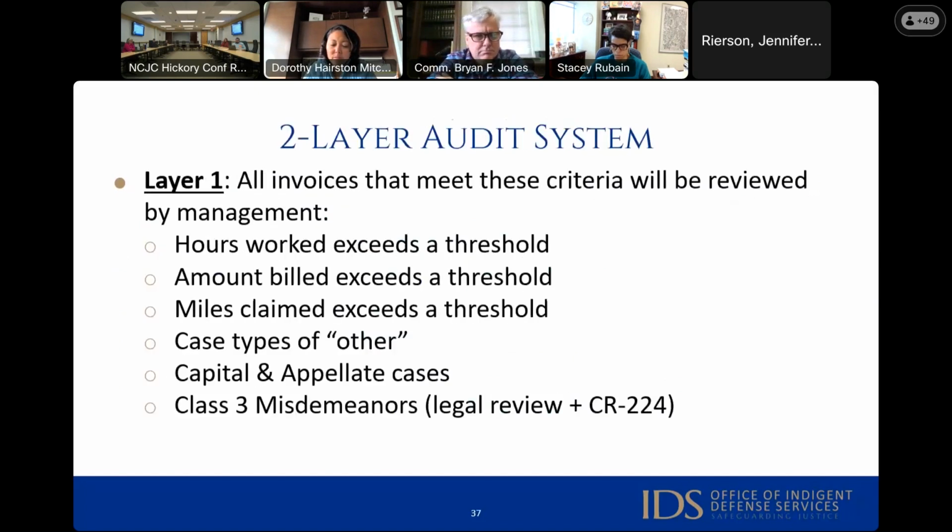The first layer of this audit security system is that all invoices that meet certain threshold criteria will be automatically sent to management for a direct audit. These are things that we audit on the fee apps anyway, so it'll just be replicated in this system. These include cases where a certain amount of hours or a certain amount of dollars billed or a certain amount of mileage exceeds a certain threshold, and also any unusual case types, including potentially capital or appellate cases, because those get paid in a different system and we don't want accidental duplicate payments. And it also includes any class 3 misdemeanors, because those require some legal review to make sure there's entitlement to counsel at state expense. So this is layer 1.